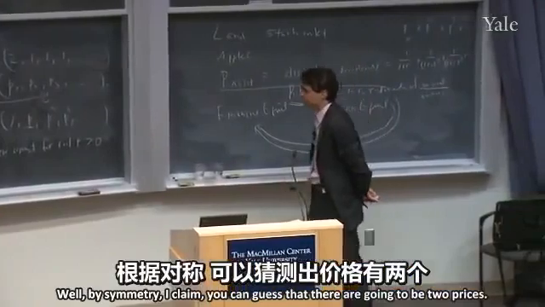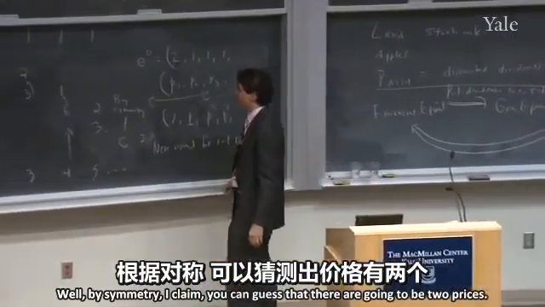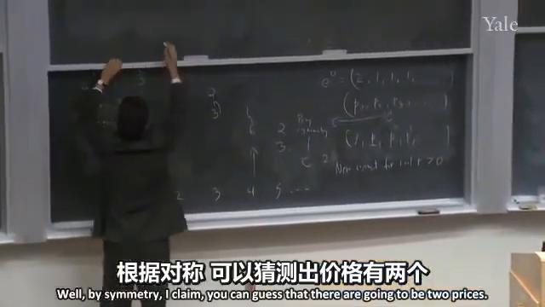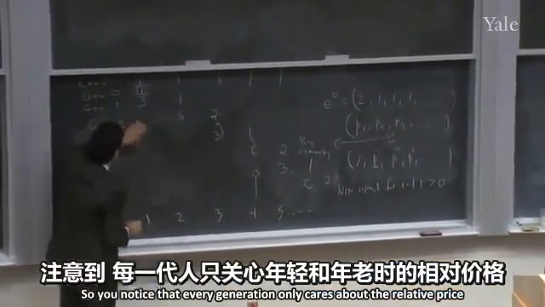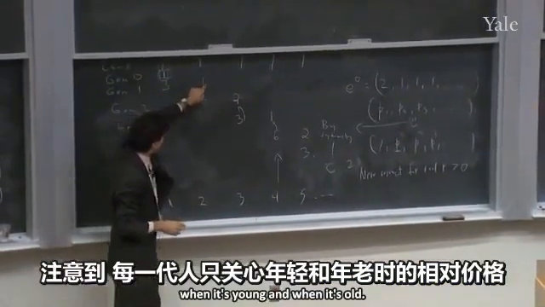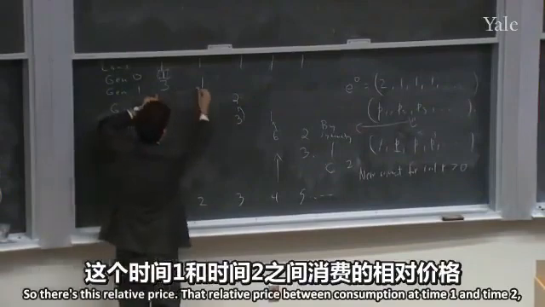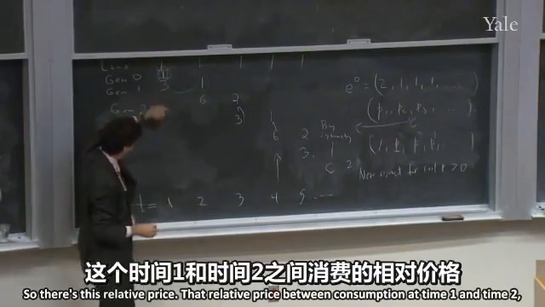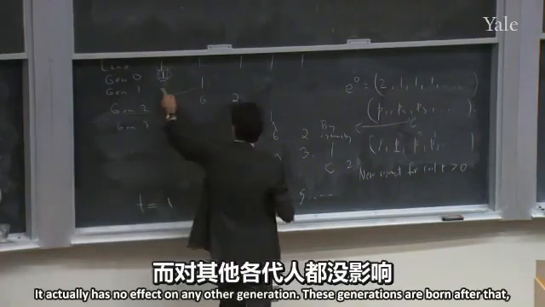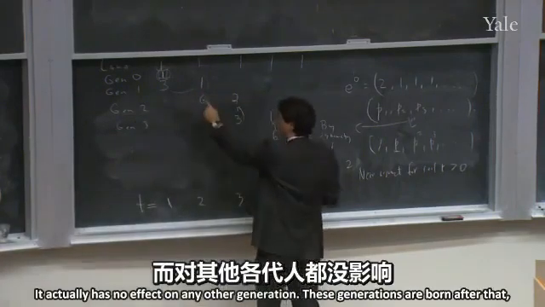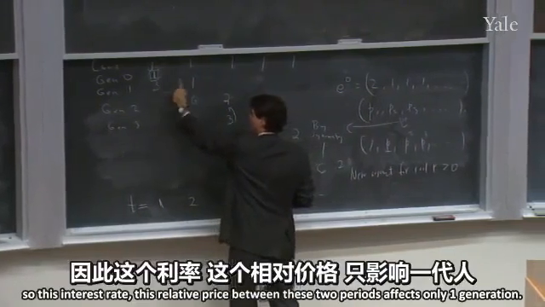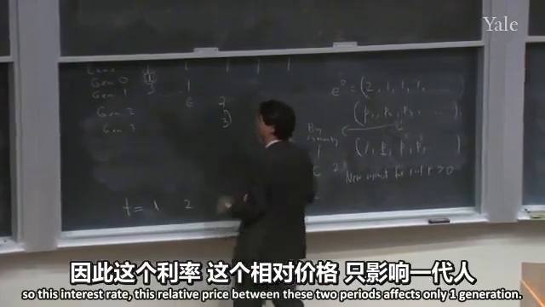Well, by symmetry, I claim you can guess that there are going to be 2 prices. So you notice that every generation only cares about the relative price between when it's young and when it's old. So there's this relative price, that relative price between consumption at time 1 and time 2, that's going to affect the generation born at time 1. It actually has no effect on any other generation. These generations are born after that. So this interest rate, this relative price between these 2 periods, affects only one generation.